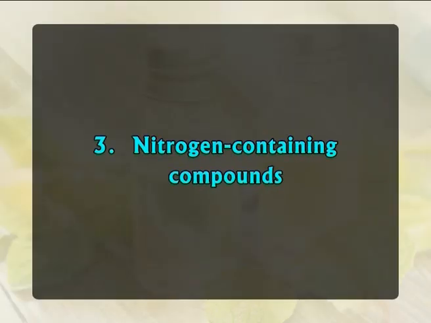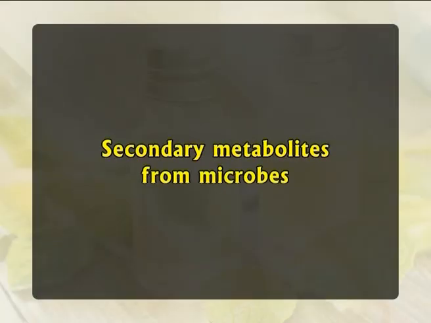This enterohepatic recycling may lead to a longer presence of polyphenols within the body. The third type of plant-derived secondary metabolites, as mentioned earlier, are nitrogen-containing compounds. These compounds are commonly known as alkaloids. In the next part of today's deliberation, we will discuss the secondary metabolites from microbes.